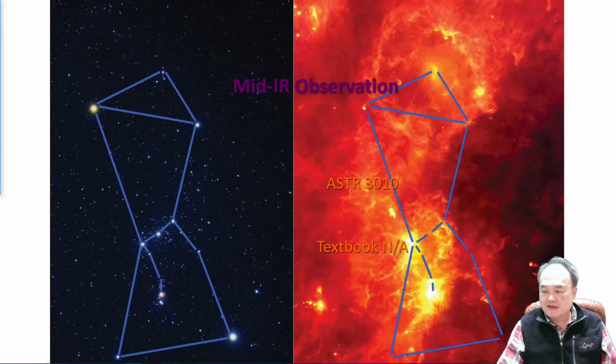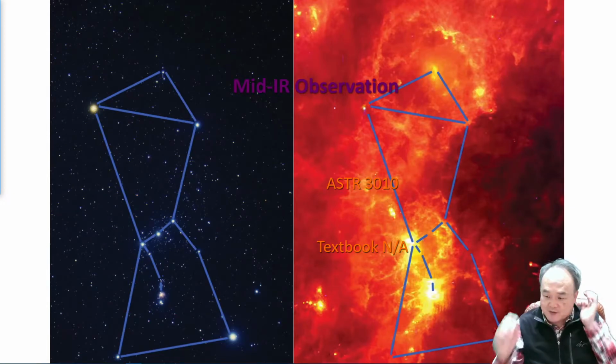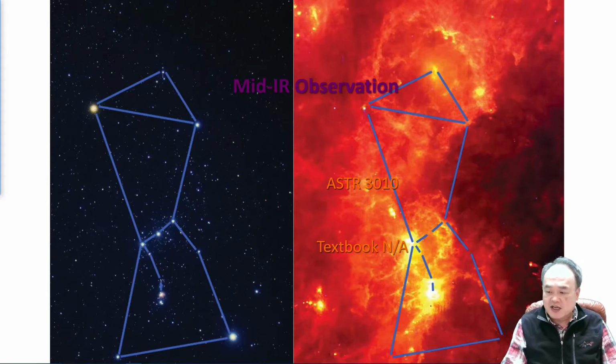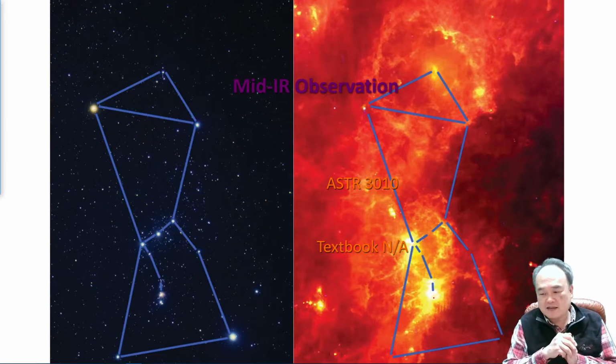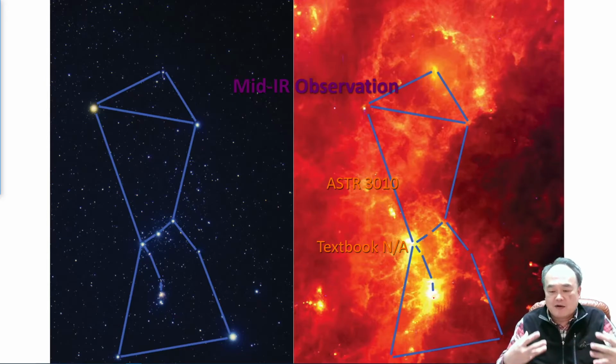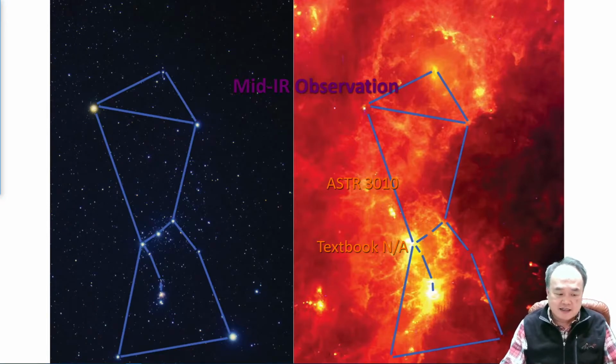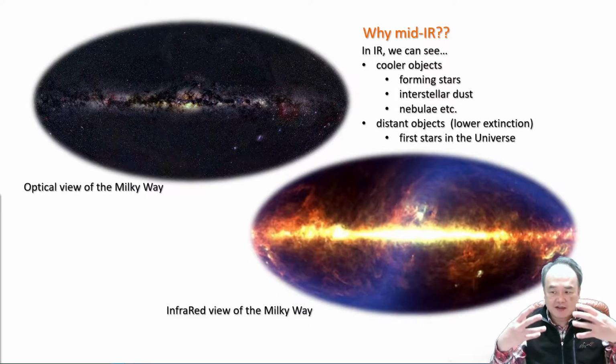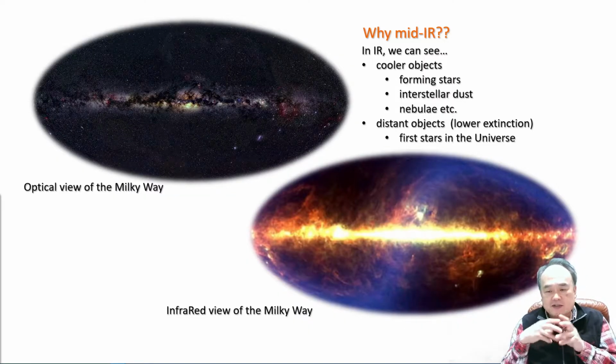The front picture shows the optical image of the Orion constellation versus the mid-infrared view of the Orion constellation region, and we can see that there's a really bright object coming from the tip of the dagger. That's the giant Orion molecular cloud, which is a star forming region, currently forming millions of young stars.